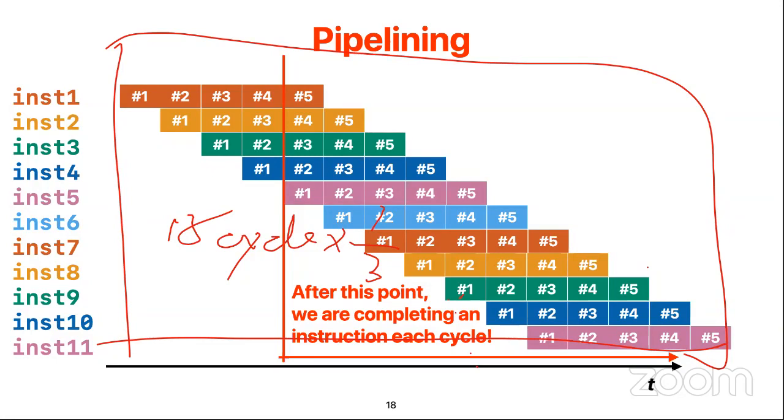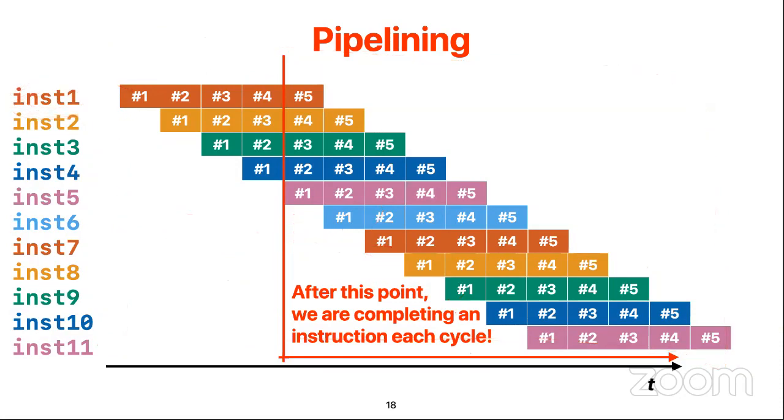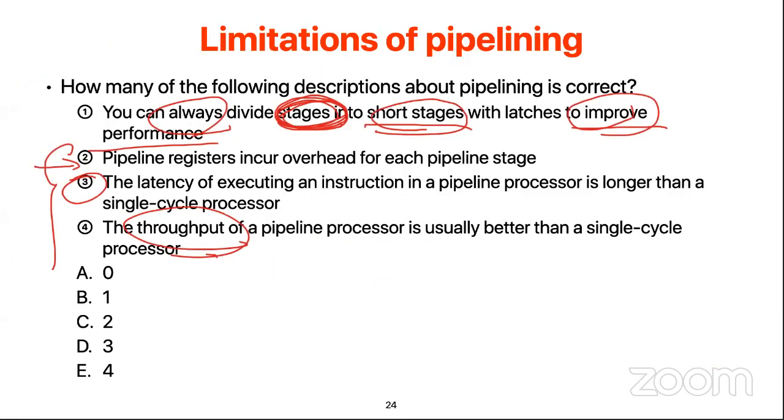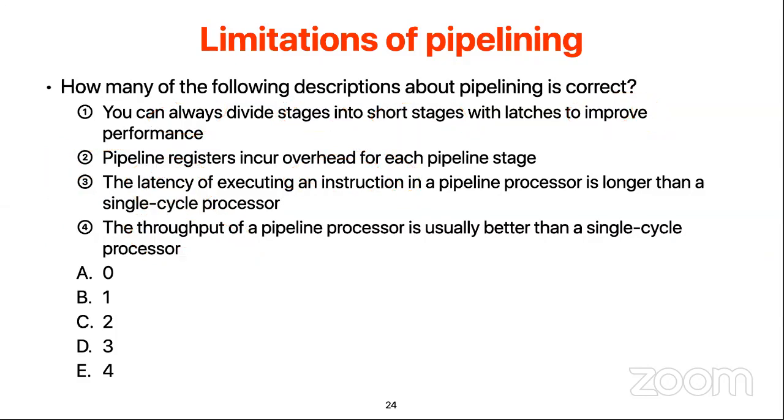But if you just look at the latency of just one instruction, it actually takes 5 cycles, and these 5 cycles are longer than a cycle of the single cycle processor. So that's a big difference between latency and throughput. Latency means you just look at the one thing. Throughput is the end-to-end time of the whole thing. So those are different, and you have to be especially careful about the definitions and the wording of them.